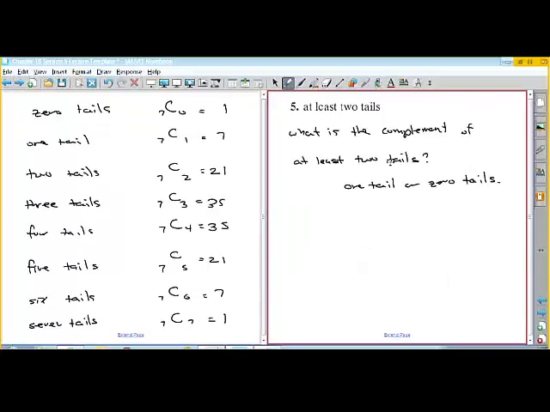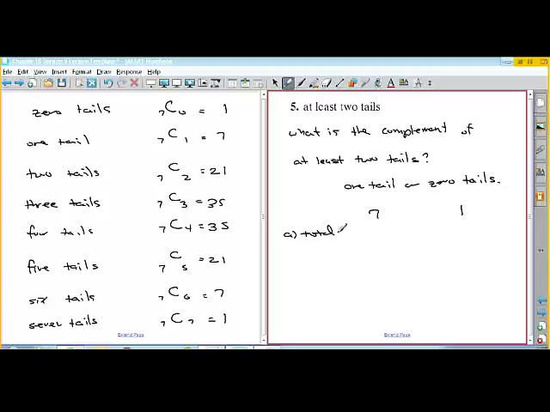So we can use that fact over here, because if we want to find the complement of at least 2 tails, that's 1 tail or 0 tails. So we just figured it out over here. So how many combinations have 1 tail? Somebody read it off there for me. 7, yes. And 0 tails, 1. Okay.